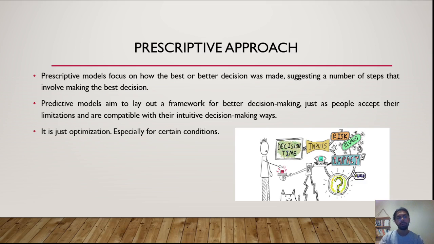Prescriptive approach. Prescriptive models focus on how the best or better decision was made, suggesting a number of steps that involve making the best decision. Prescriptive models aim to lay out a framework for better decision making, just as people accept their limitations and are compatible with their intuitive decision making ways. It is just optimization, especially for certain conditions.